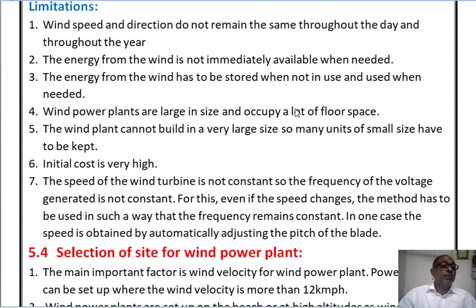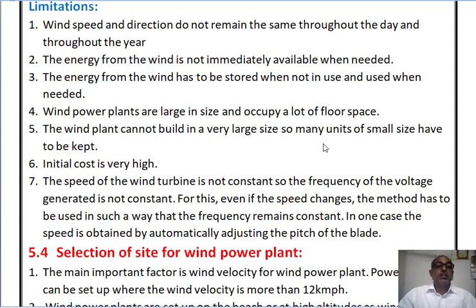Fourth, wind power plants are large in size, so they occupy a large floor space. Fifth, the wind power plant cannot be built in very large size, so many units of small size have to be kept to produce some amount of energy. Sixth, the initial cost of a wind power plant is very high.